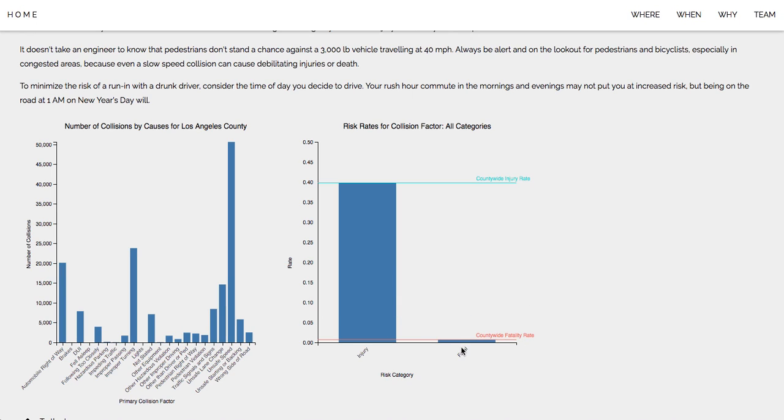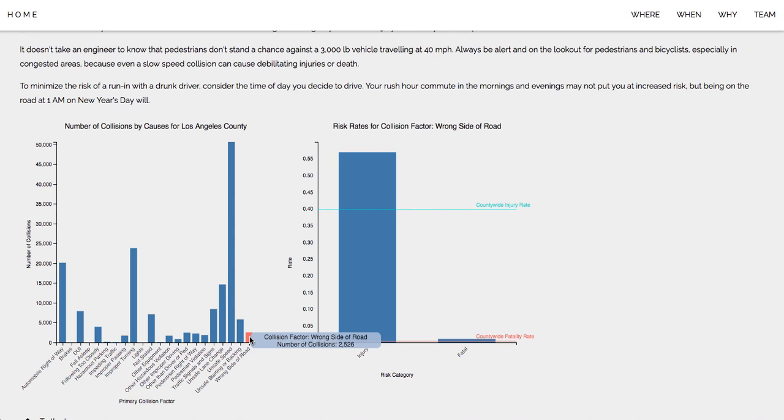On the right-hand side, there is a display showing the rate of those collisions, the proportion of those which resulted in bodily injury, and the proportion of those which resulted in fatalities. These reference lines show the overall county rate across all categories, whereas a selection for a specific category shall update the chart showing how the injury and fatality rate for that specific category compares to the overall injury and fatality rate.